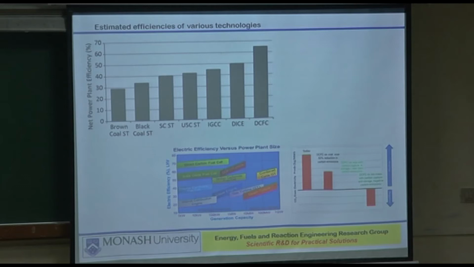Then comes the direct carbon fuel cell, because the direct carbon fuel cell doesn't rely on the thermodynamic limits imposed by the steam cycle or the combined cycle. So its efficiency is calculated in a different way. Fuel cell efficiency is calculated in a different way, and we will see what that different way is.